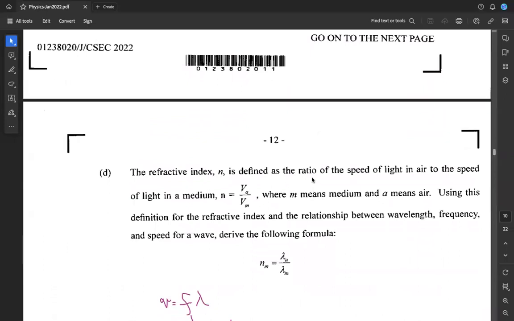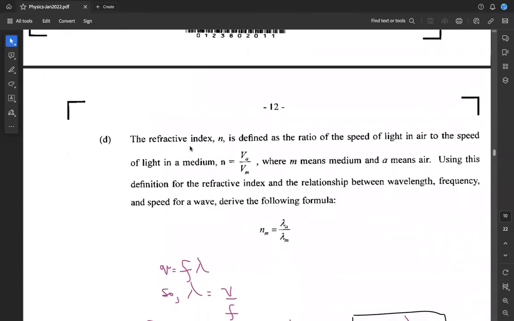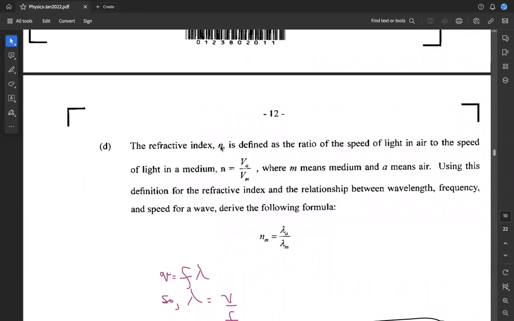to part D. So in part D, they're asking us to calculate the refractive index. They're giving us a definition of refractive index: that N, the refractive index, is defined as the ratio of the speed of light in air to the speed of light in a medium. So N is equal to the speed in air over the speed in that second medium, where M means medium and A means air. So this is just the speed in air and this is the speed in a particular medium, right?